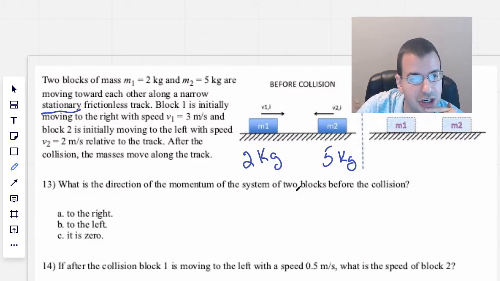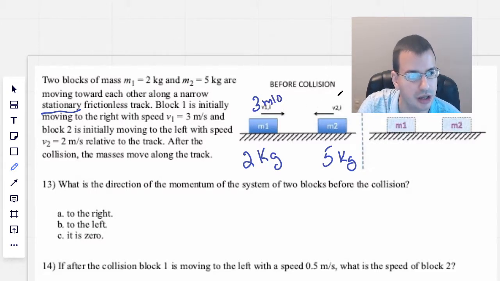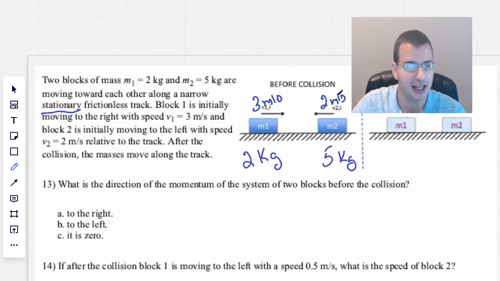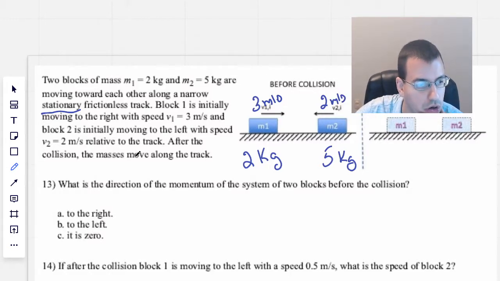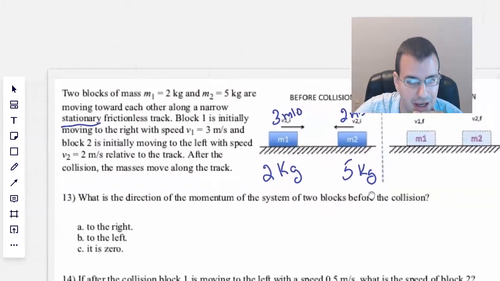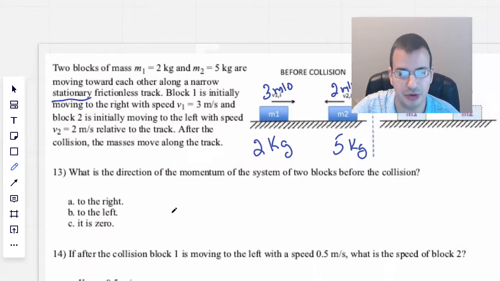Block 1 is initially moving to the right with a speed of 3 meters per second, and block 2 is initially moving to the left with a speed of 2 meters per second. All right, so we have a small but fast and a large yet slow. After the collision, the masses move along the track. What is the direction of momentum of the system of the two blocks before the collision?